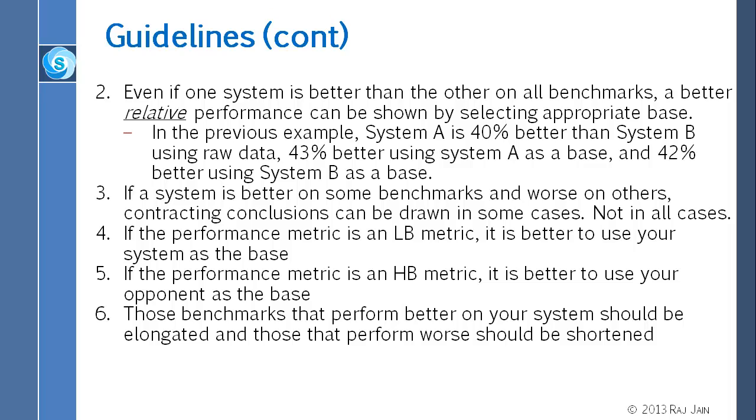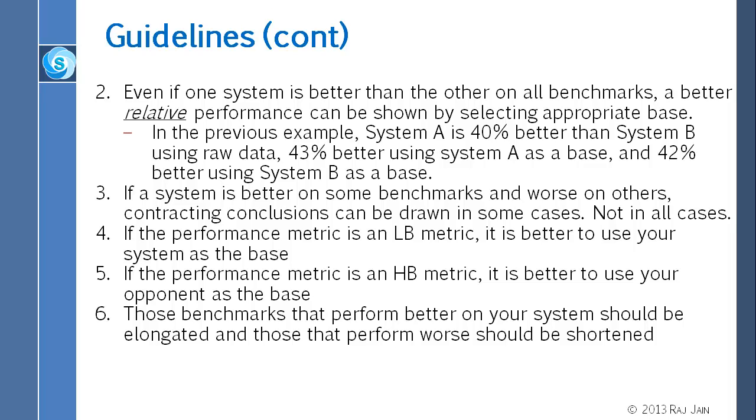And the fourth one is, if the performance metric is an LB metric, this is where it is important to know, LB is lower is better. It is better to use your system as the base. So basically, you want to be in the same position in the ratio where the metric wants to be. If the metric is lower is better, then you put yourself in the lower position, meaning the base in the ratio. If it is an HB metric, higher is better, then you put yourself in the numerator and you take the ratio with respect to the opposing party.